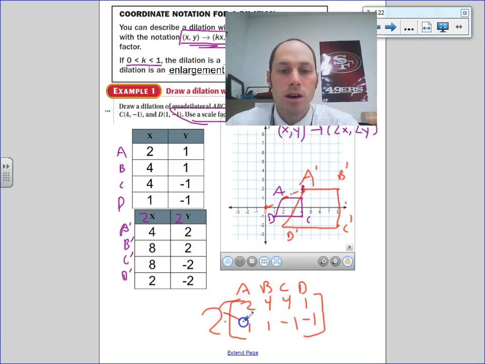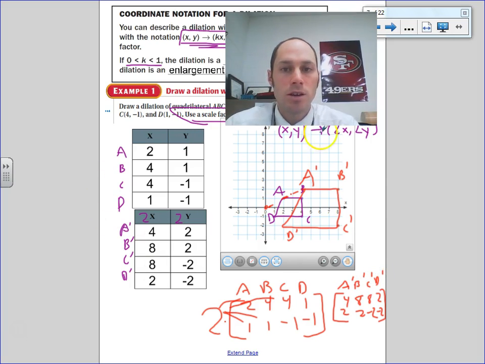Let's multiply all those coordinates by 2. And that would be a simple way to get the new coordinates: 4, 2, 8, 2, 8, negative 2, and 2, negative 2. So we're just multiplying everything within the matrix by 2. So determine whatever is the best way to do that for you, but you can use coordinate notation or the matrix for that.